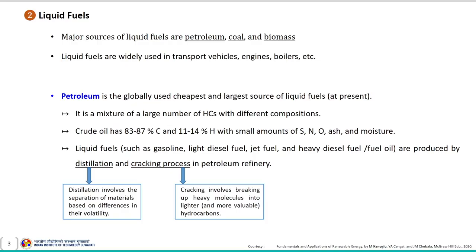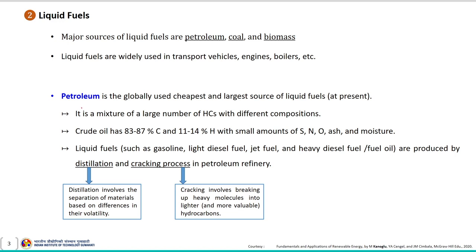In this lecture, we will discuss the liquid fuel and its properties. Major sources of liquid fuel are petroleum, coal and biomass, and the liquid fuel derived from these sources is widely used in transport vehicle, engines and boilers. Apart from that, these liquid fuels are widely used in various other applications. Among these sources, petroleum is the globally used cheapest and largest source of liquid fuel at present.